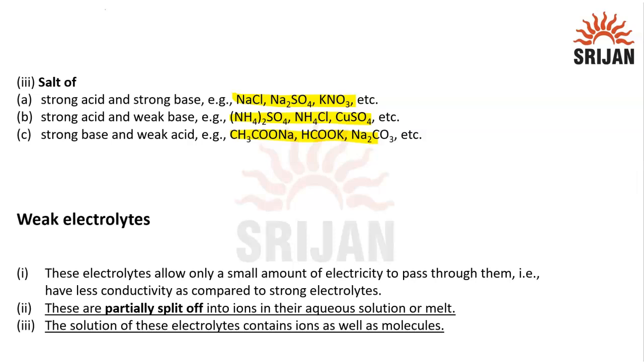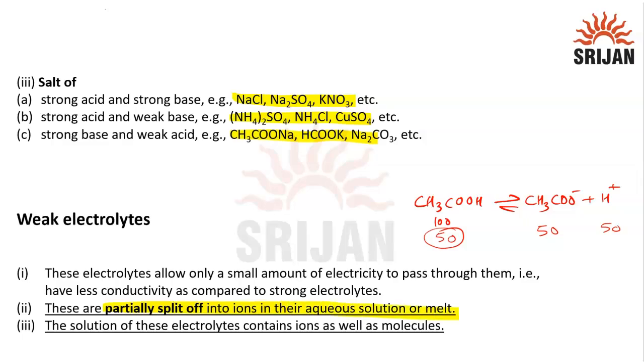Now let's talk about weak electrolytes. As we talked about HCl, for a weak electrolyte let's take an example, CH3COOH. On dissolving it in water, let's take 100 molecules. But as I dissolve it in water, it is not going to be completely dissociated. From 100 molecules, let us suppose around 50 molecules will get dissociated into CH3COO negative and H positive. 50 will remain undissociated. So they only partially split off into ions in their aqueous solution or melt.